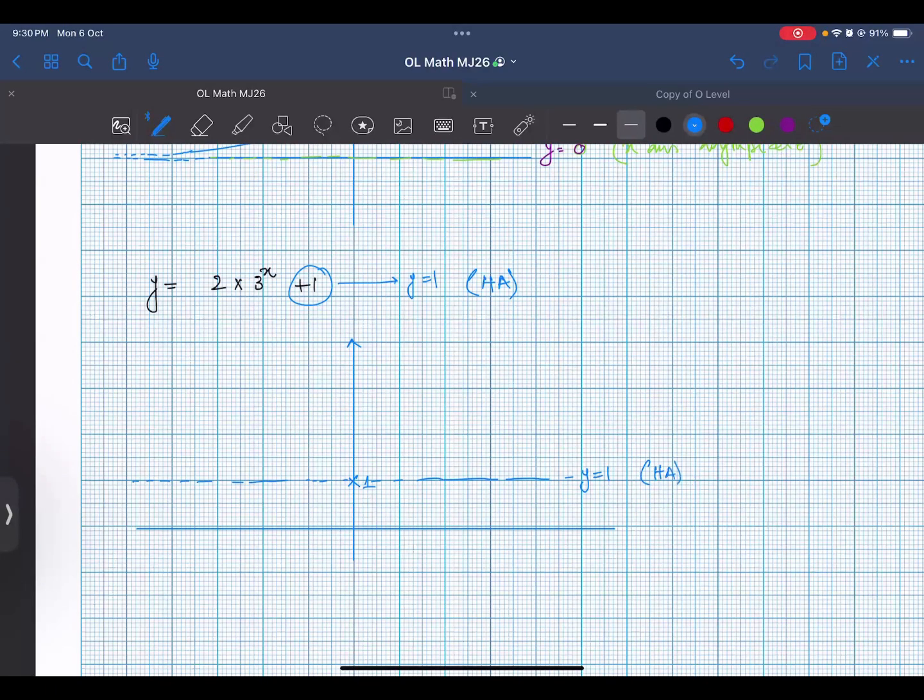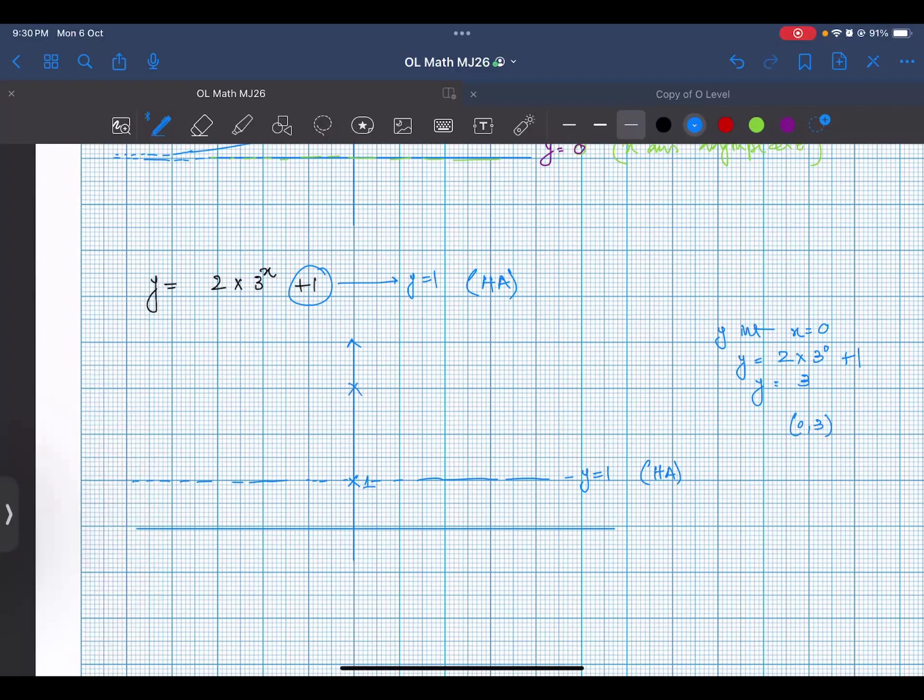And then find the y-intercept. For the y-intercept, your x is 0. So you put in the value of x as 0, so y is equal to 2 times 3 power 0 plus 1, which will be 2 times 1 plus 1, which will be 3. So you have 0 comma 3. So 0 comma 3 will be somewhere here.